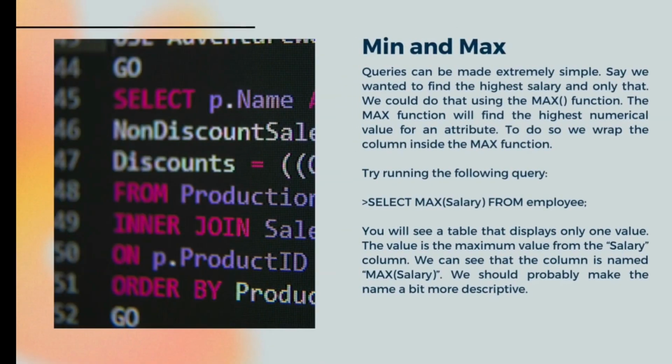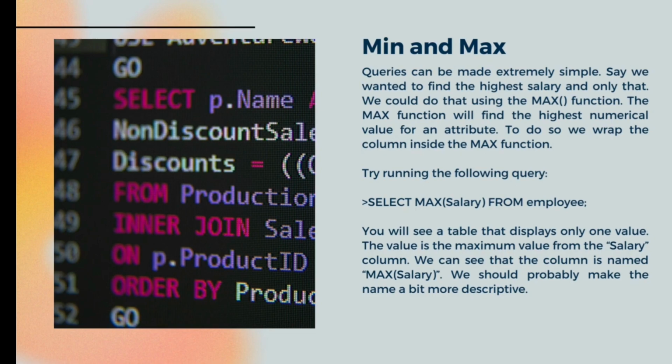Min and max. Queries can be made extremely simple. Say we wanted to find the highest salary and only that. We could do that using the max function. The max function will find the highest numerical value for an attribute. To do so, we wrap the column inside the max function. Try running the following query: select max(salary) from employee.